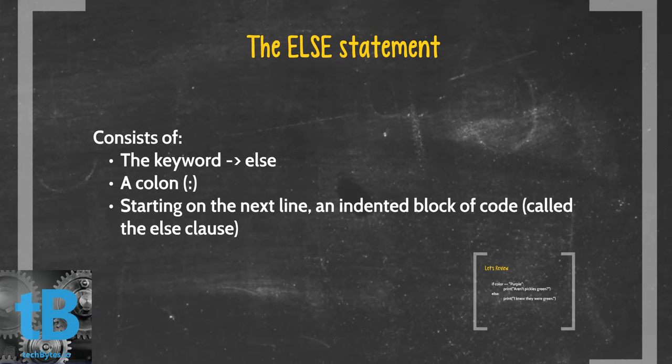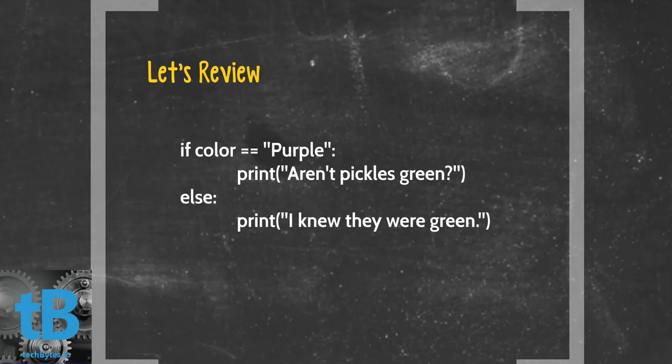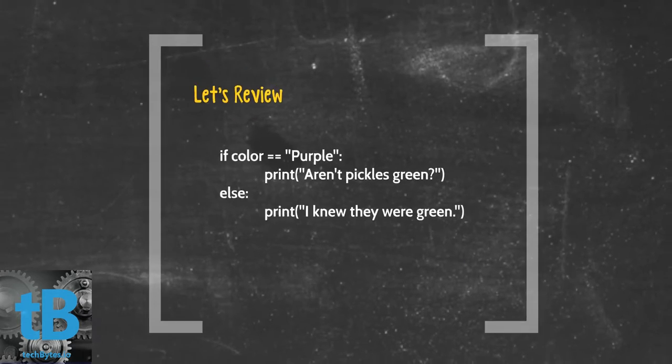The else statement. Here we have, it starts with the keyword else, followed with an indented block of code called the else clause. If color equals purple, print aren't pickles green. Else, print I knew they were green.